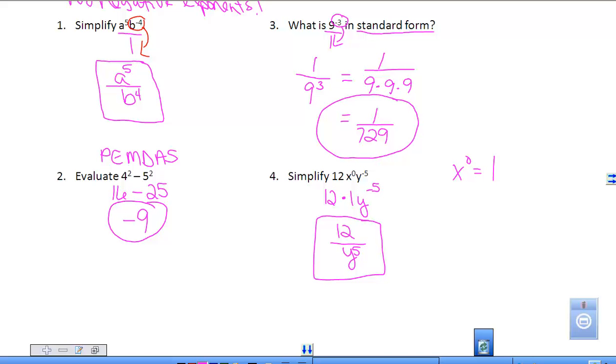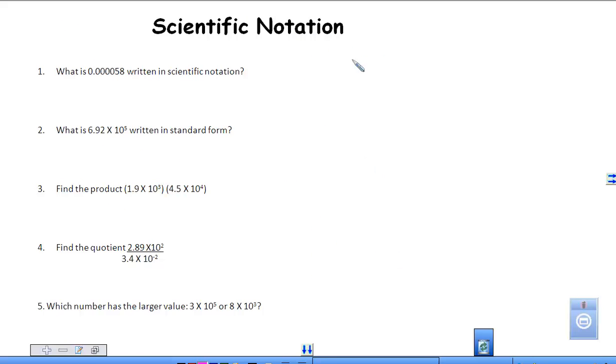Next, we're going to look at scientific notation. So the first one, number 1, says, what is 0.000058 written in scientific notation? So we need to move the decimal so that we have a number bigger than 1 and smaller than 10. So if I move my decimal between the 5 and the 8, 5 is bigger than 1 and smaller than 10. So I can rewrite that as 5.8 times 10.